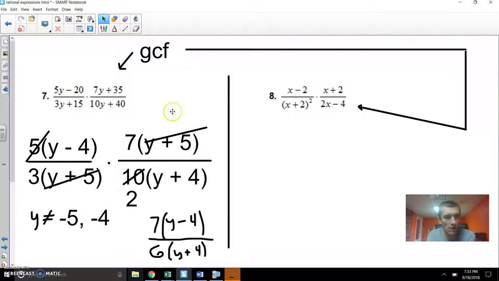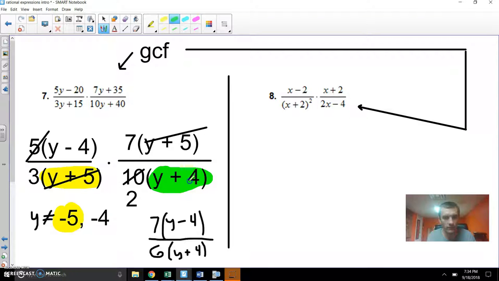So I've taken a moment to talk about restrictions. I'll highlight that in yellow for you. What makes y plus 5 zero would be negative 5. What makes y plus 4 equal 0 would be negative 4. So these are values that are restricted because if you plug them in, you'll be dividing by 0, which you can't do. So my final answer is everything that doesn't cancel.